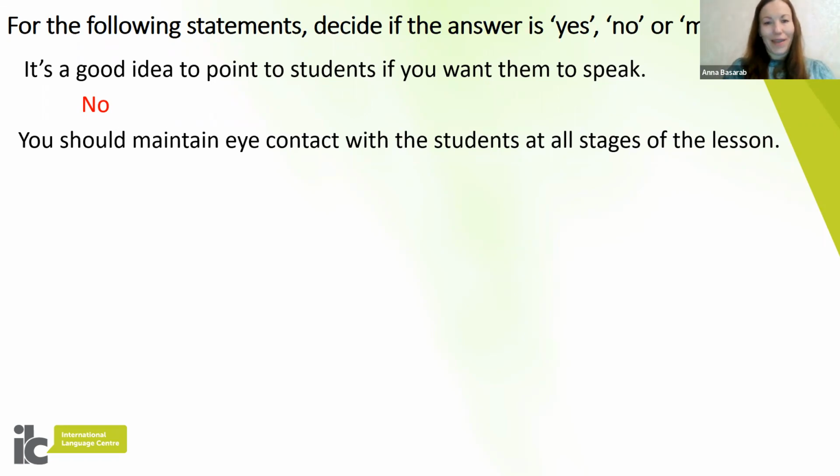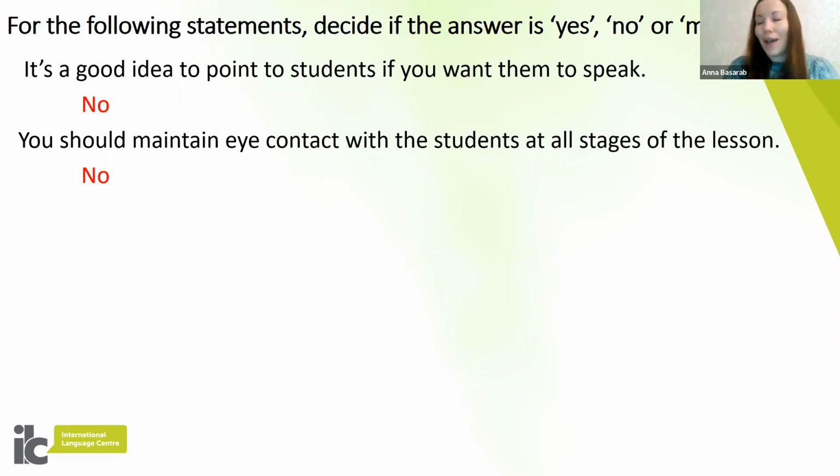Okay, I'll reveal the answer. No. Because it's physically impossible to maintain eye contact 100% time of your lesson, because your students need to do some reading or some exercises. They will be speaking to their partner. So logically, you won't look at them all the time. You won't maintain eye contact.